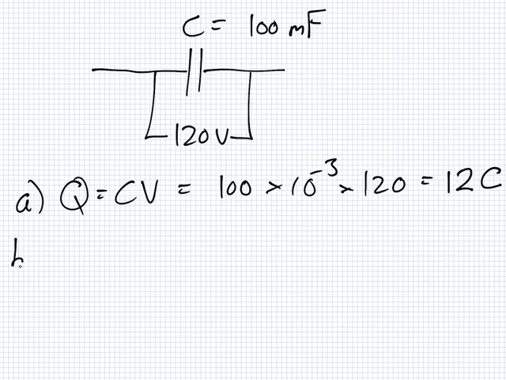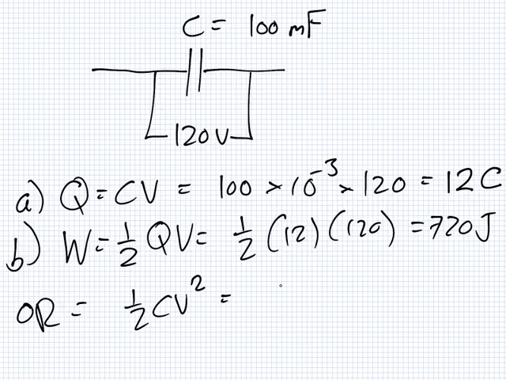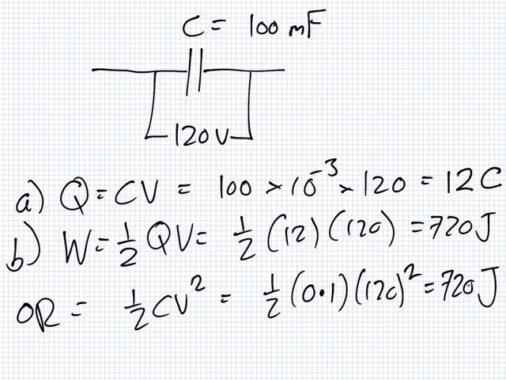Right, what do I ask you for B? The work, the energy. It's a half QV or a half CV squared. So a half QV is 720 joules. Or you could say it's a half CV squared, which is a half times 0.1 times 120 squared, which I assume is also 720.